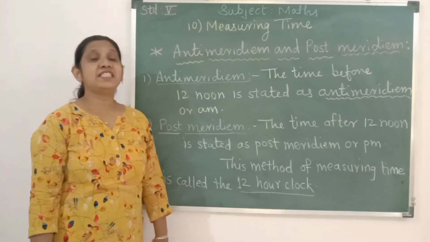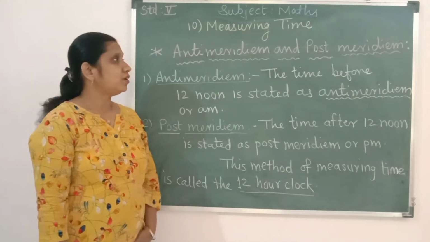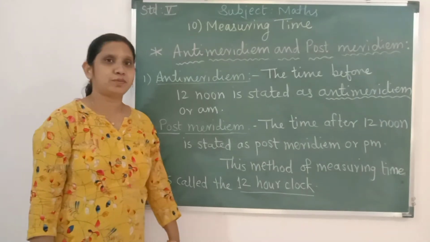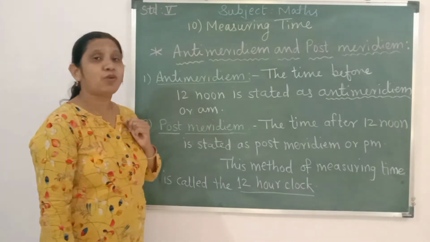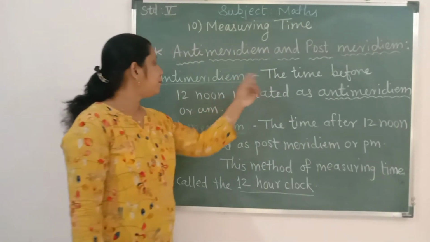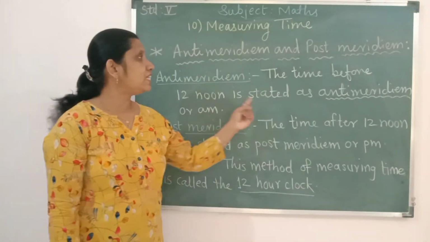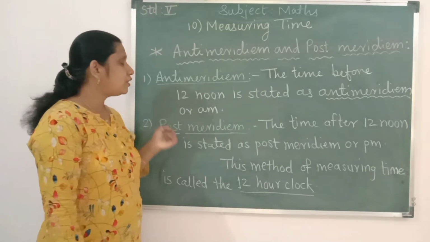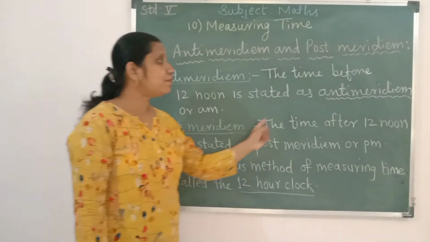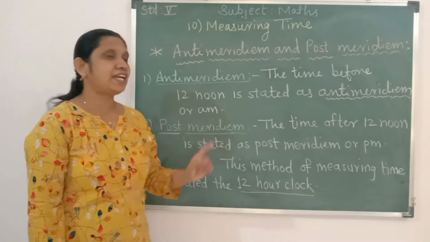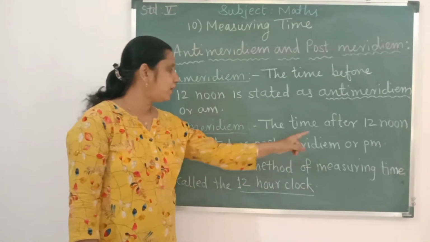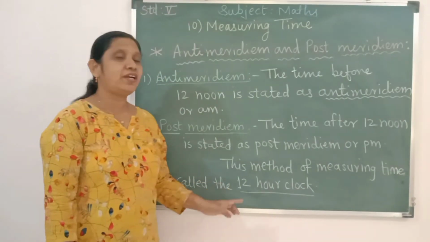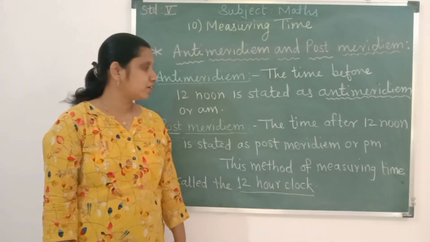Students, now let us learn a more important concept, that is anti-meridian and post-meridian. Let us see first what is anti-meridian. The time before 12 noon is stated as anti-meridian or AM. And what is post-meridian? The time after 12 noon is stated as post-meridian or PM. This method of measuring time is called the 12-hour clock.